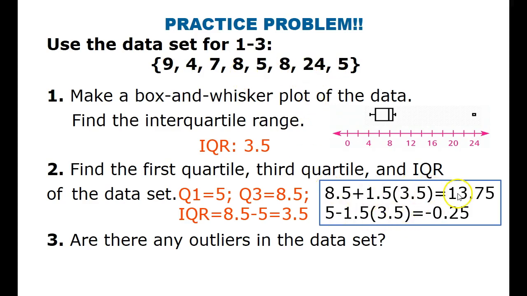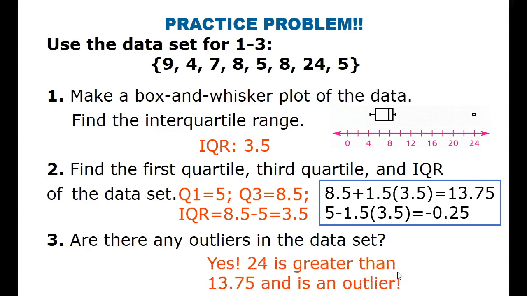But our upper boundary is 13.75 after using the formula we discussed a minute ago. And 24 is definitely more, and it's the only value more than that upper boundary for outliers. So since it's greater, it is an outlier. It's represented a little bit differently. So are there outliers? Yes, there are. 24 is greater than 13.75 and is an outlier.